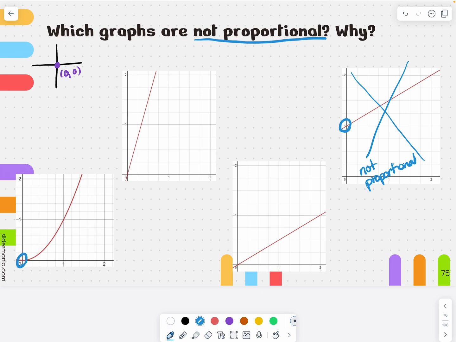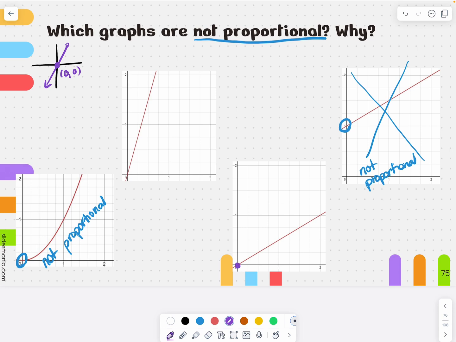This one here, actually this one is not proportional as well. And we don't see this a lot in grade 9, but I wanted to show you this because it's a line, a straight line going through there. That red thing there is not a straight line. So what does that mean?